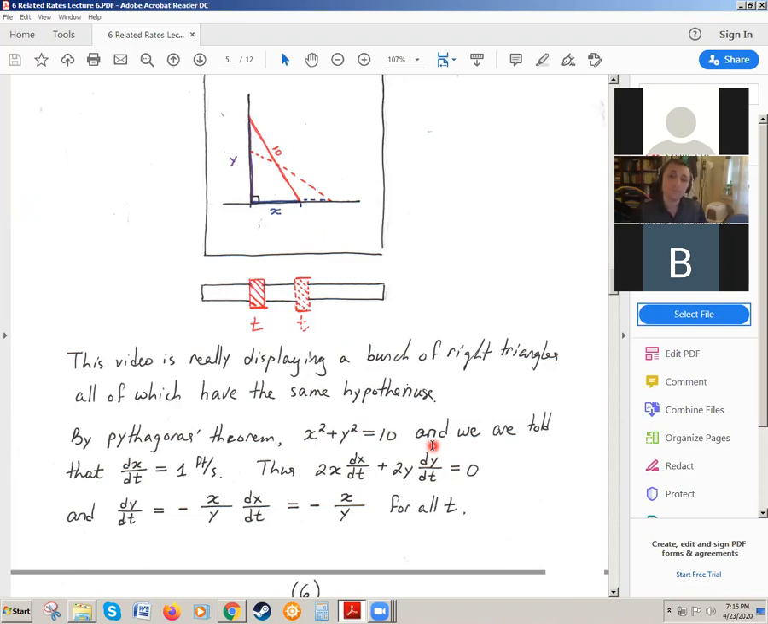Professor, I think I simplified it down to -3/4. Yeah, why not? That's good.